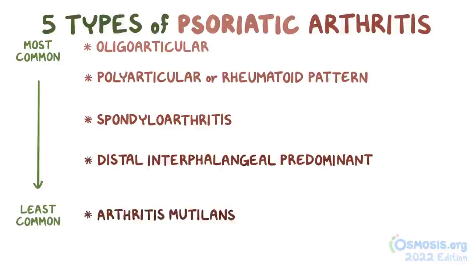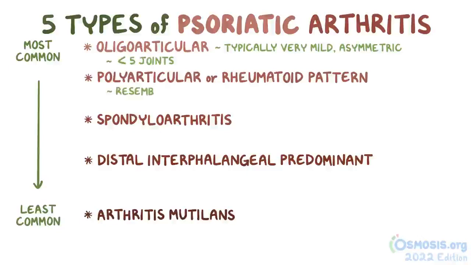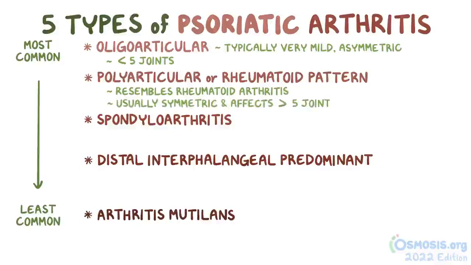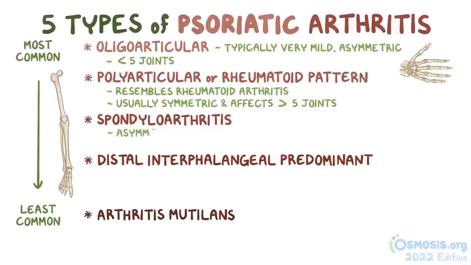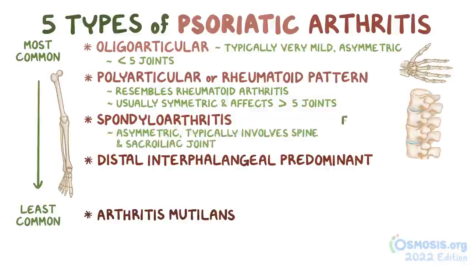The oligoarticular type is typically very mild, often asymmetric in terms of joint involvement, and usually involves fewer than 5 joints. The polyarticular type is also called rheumatoid pattern, because it resembles rheumatoid arthritis. It's usually symmetric and affects 5 or more joints, including the joints of the hands, wrists, feet, and ankles. The spondyloarthritic type is asymmetric and typically involves the spine and sacroiliac joint. It causes fusion of the vertebral bodies, and that leads to stiffness of the neck and the sacroiliac joint.